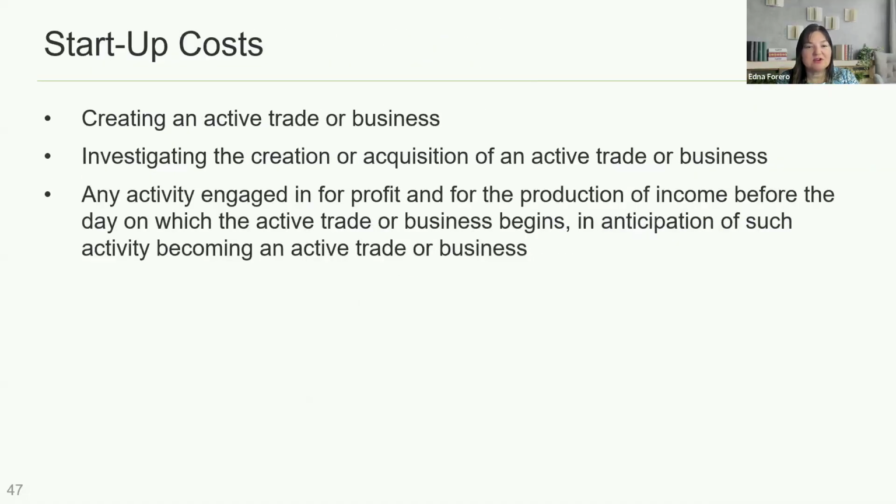Now startup costs are used to actually create the active trader business. So similar idea to organizational costs, except it's a different type of expense. These are used and paid or incurred before the business begins, so that you might have that in order to start the business and get it going. So could be investigating the creation or acquisition of a trader business. It might be activity engaged in profit or production of income before the trader business begins.